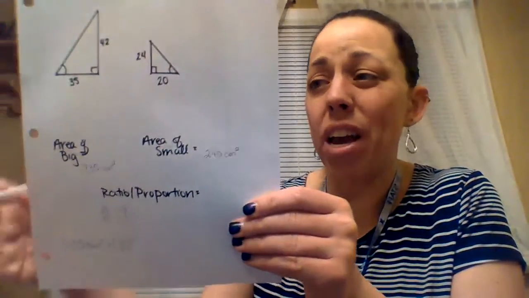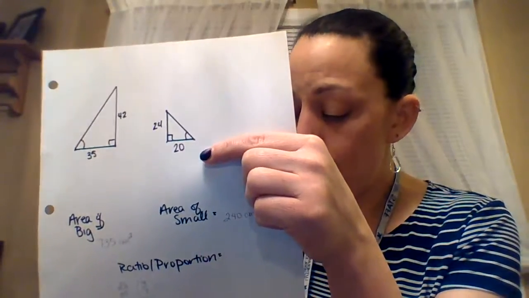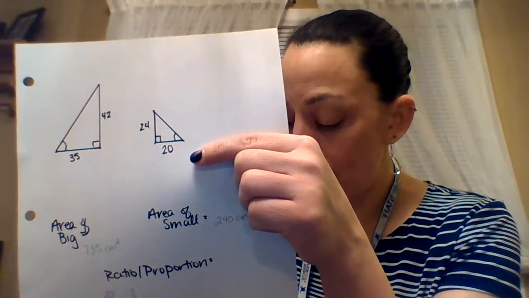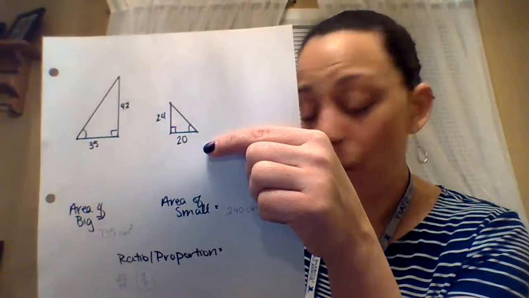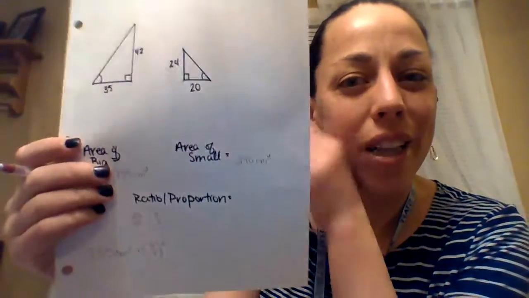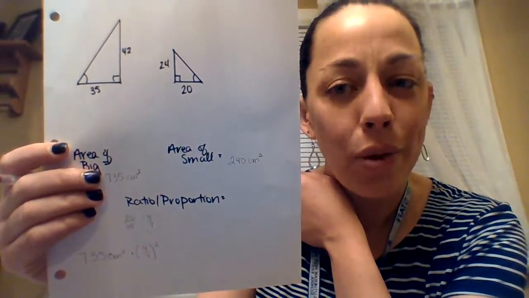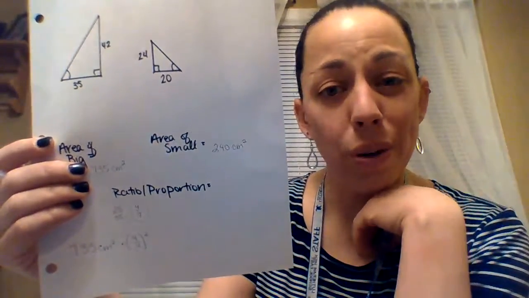So let's check it right here, this small one. We would have to do 20 times 24 times 1/2. I know I said it a little bit out of order that time. Guess what my calculator said when I did 1/2 times 20 times 24? I got 240.